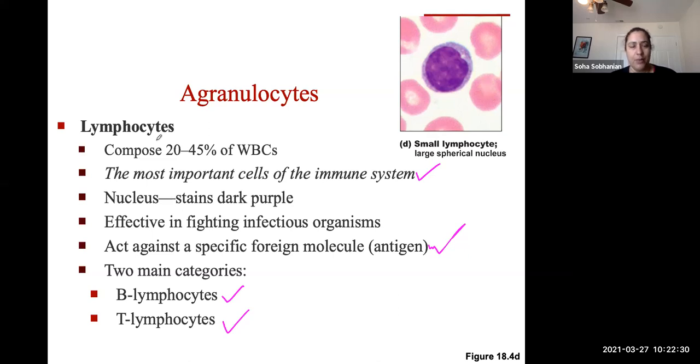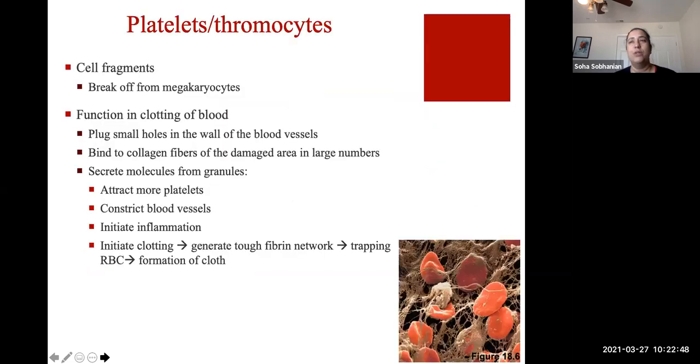Again, the most important thing you need to know is lymphocytes are the most effective part of our immune system. They fight against foreign molecules, looking for something called antigens. And there are two main types, B cells and T cells. When you take an immunology course or review your physiology, you go into a lot more detail as far as how they do that.